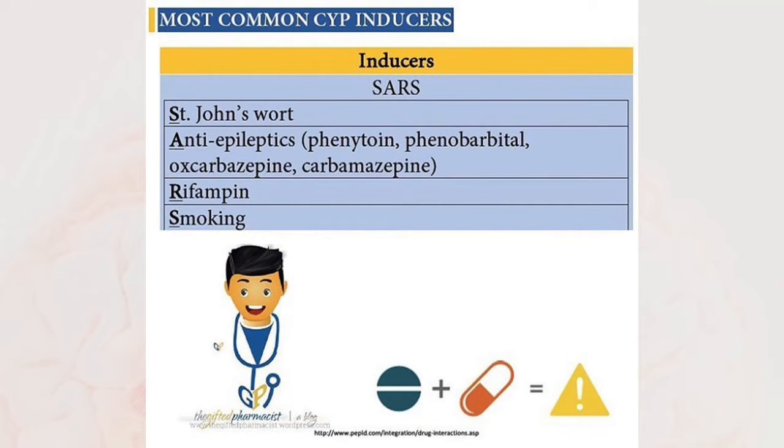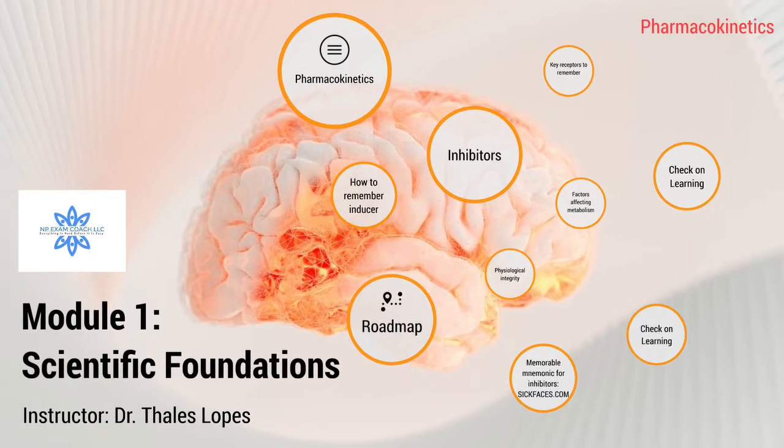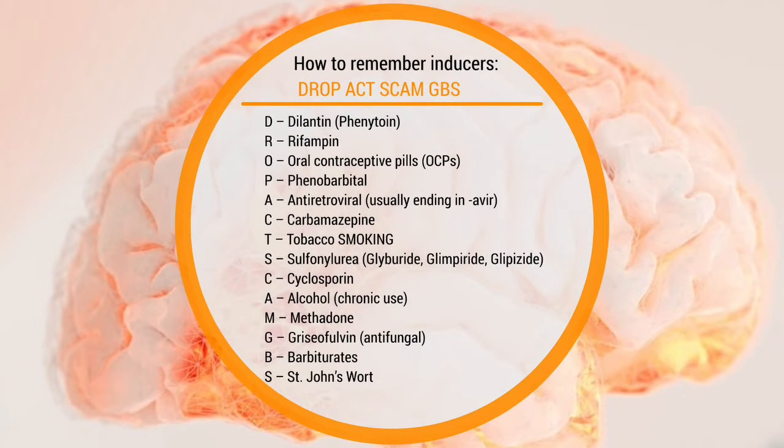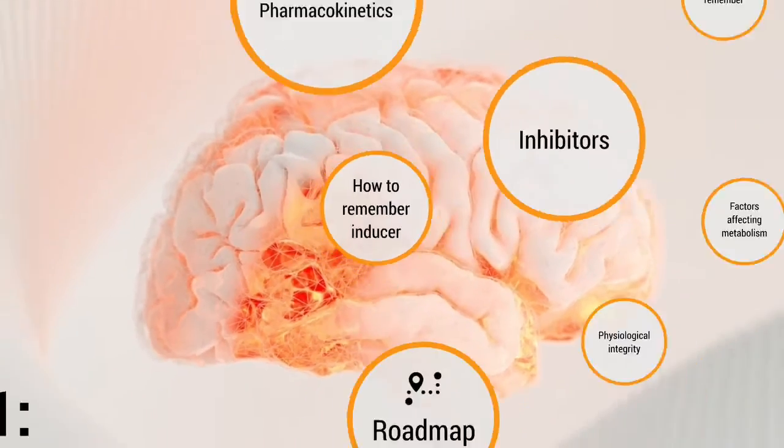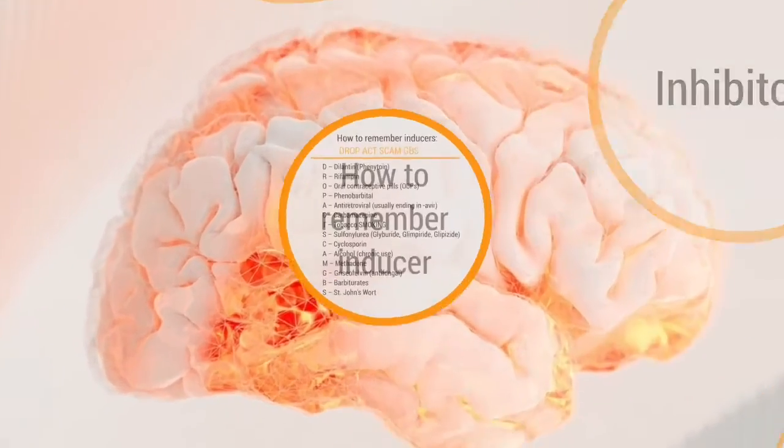Now, what are the inducers? There are several inducers, several of them. But a simple way to memorize, you could use this S-BARS, which is St. John's Wort, antiepileptics, and that's your phenytoin, phenobarbital, oxcarbazepine, and carbamazepine, rifampin, and smoking. These are your inducers. I'll show you another list, but let's remember this. Okay, so this is your inducers.